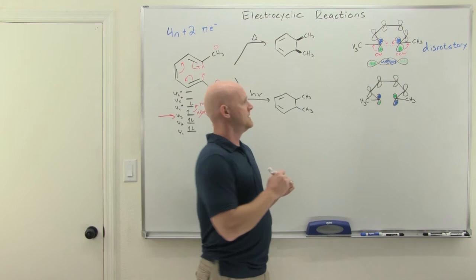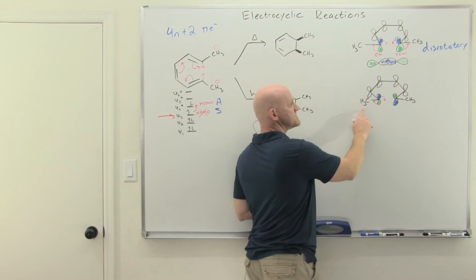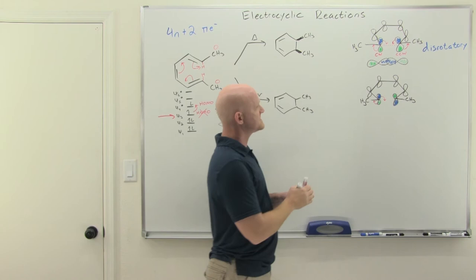And I can see that that methyl group is going to get forced up. It's going to be a wedge in the product. That's the first part. And so in this case, if you notice, if I rotate this around like so, that methyl group right there is that methyl group right there.